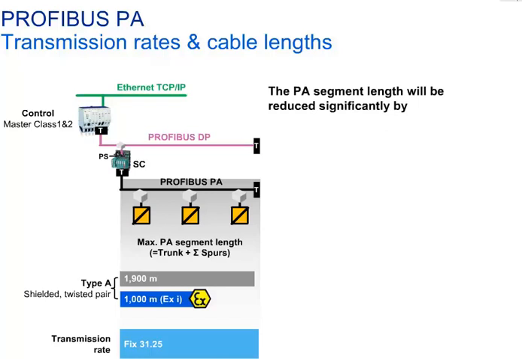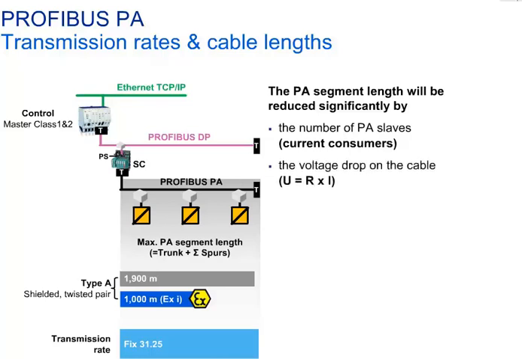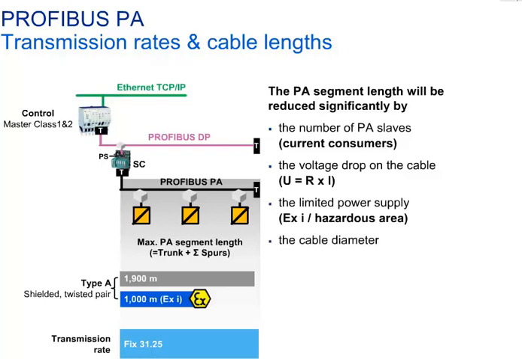But it must be taken into account that all PA field devices have to be powered via the PA copper cable. Consequently, a voltage drop occurs in the cable, which can be calculated with the formula U equals R times I. As a result, the maximum possible PA segment length is noticeably reduced by the number of PA field devices, the voltage drop in the cable, the power supply limitations, and the copper cable diameter. This must always be calculated explicitly in the design phase in order to prevent nasty surprises in the commissioning phase.